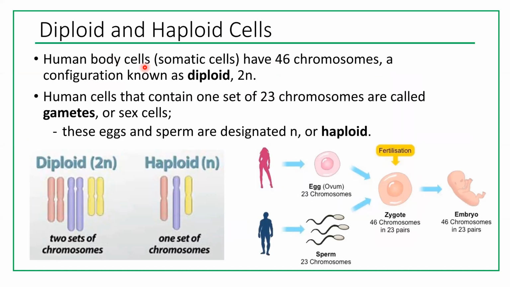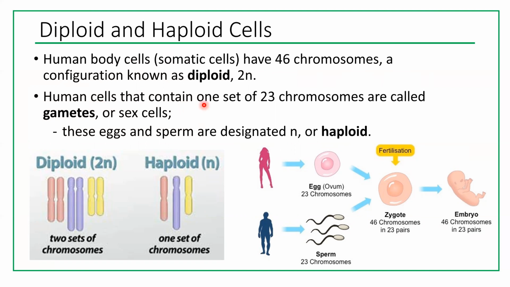Human body cells, somatic cells, have 46 chromosomes, a configuration known as diploid or 2N. So the cells of your body are somatic cells, they are diploid, 2N, and for humans we have 46 chromosomes.